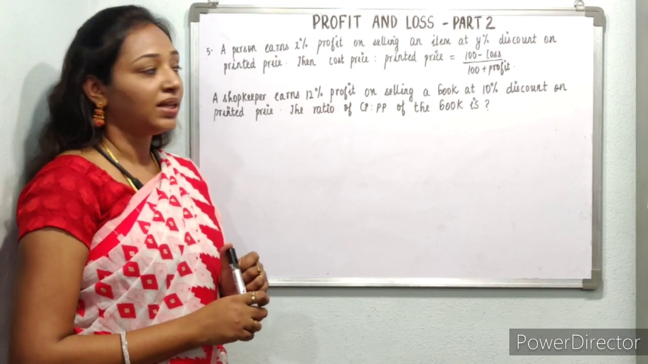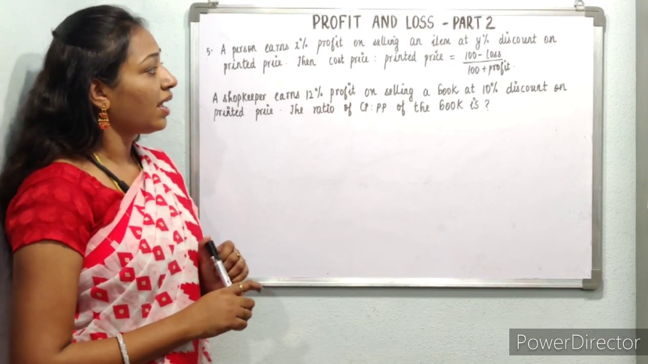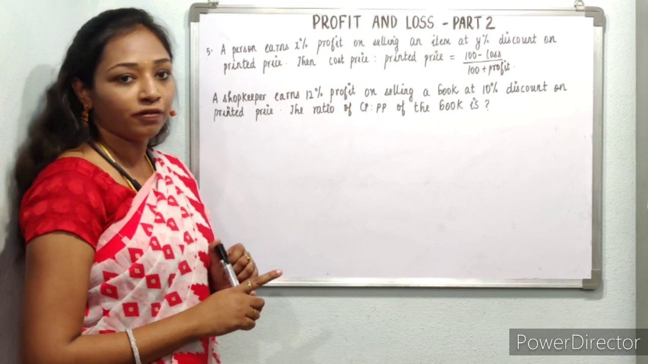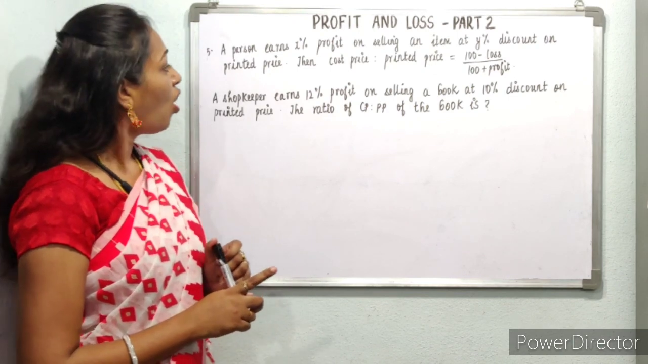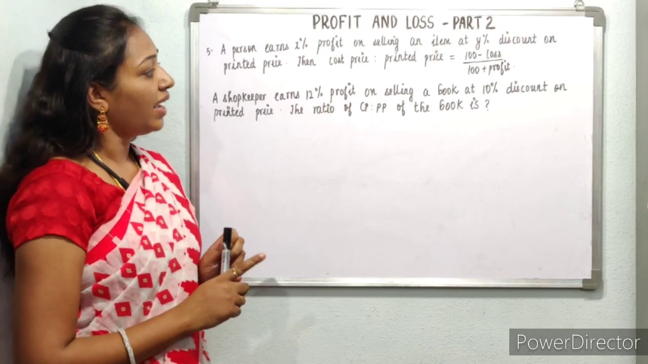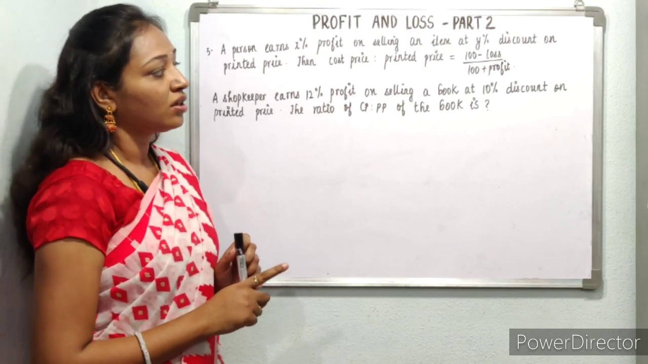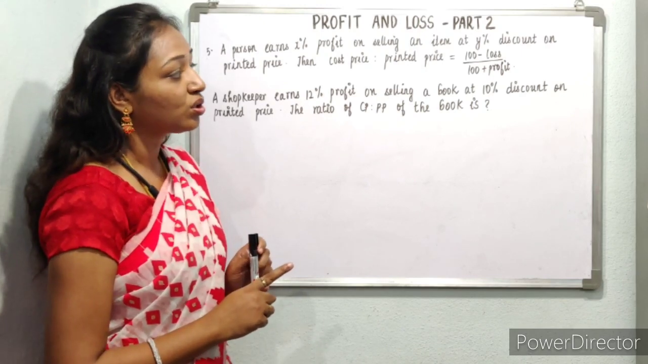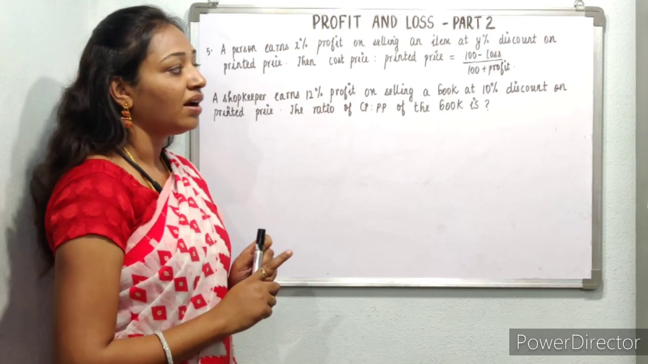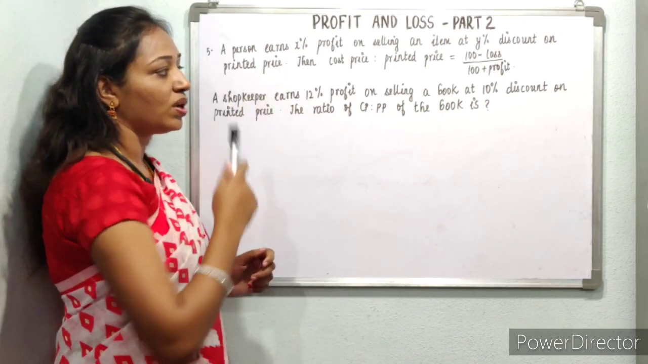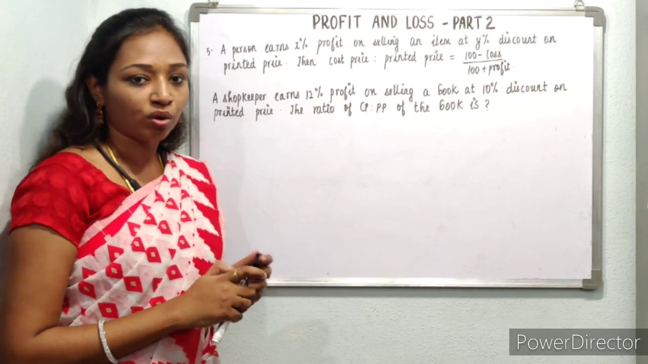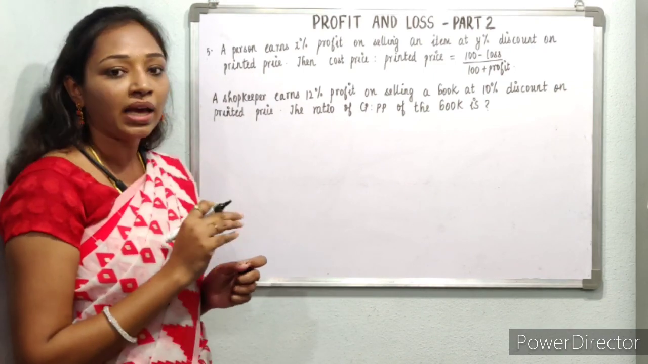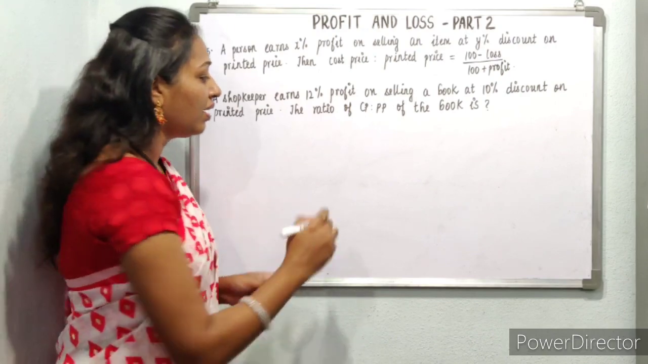Now we'll go to the next formula. A person earns X% profit on selling an item at Y% discount on printed price. Then the ratio of cost price to the printed price equals (100 minus loss) divided by (100 plus loss). So this situation we come across in our day-to-day life. For example, we want to buy a notebook. The printed price is nothing but the MRP. So the MRP will be 100 rupees.